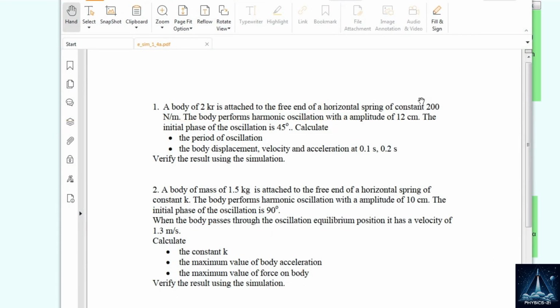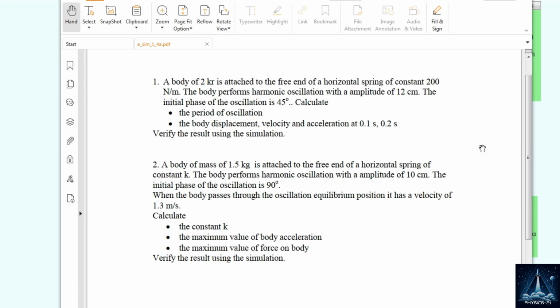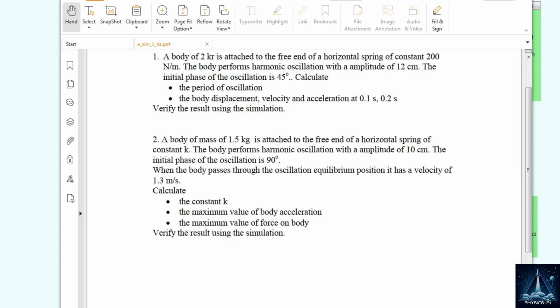Finally, in the problems section, problems corresponding to the simulation are proposed. You can solve these problems and verify the correctness of the results using the simulation.